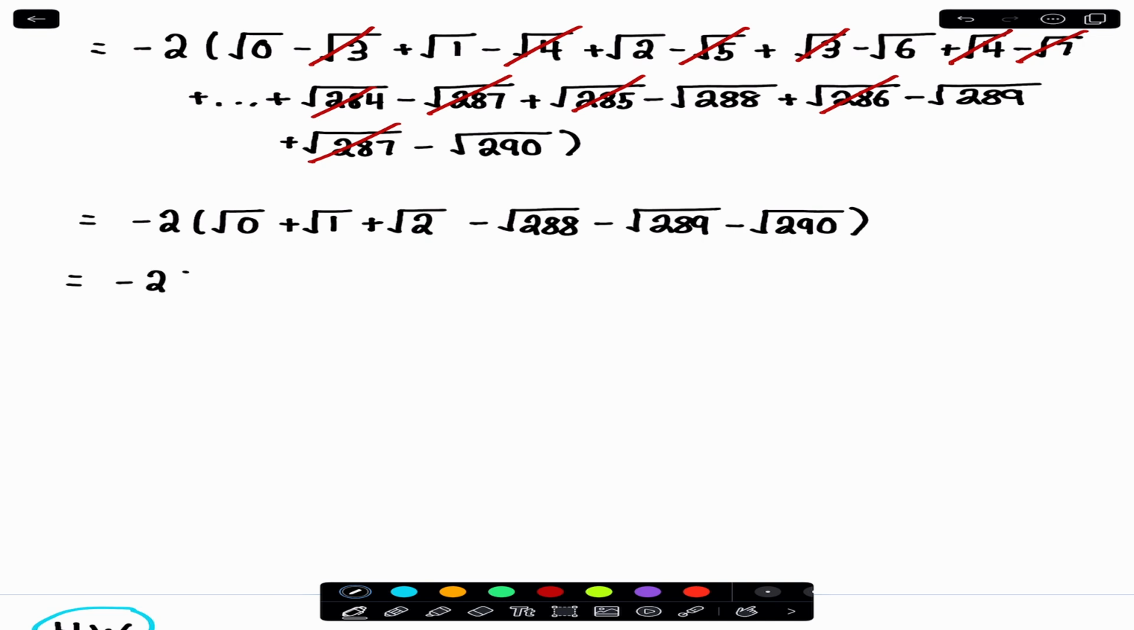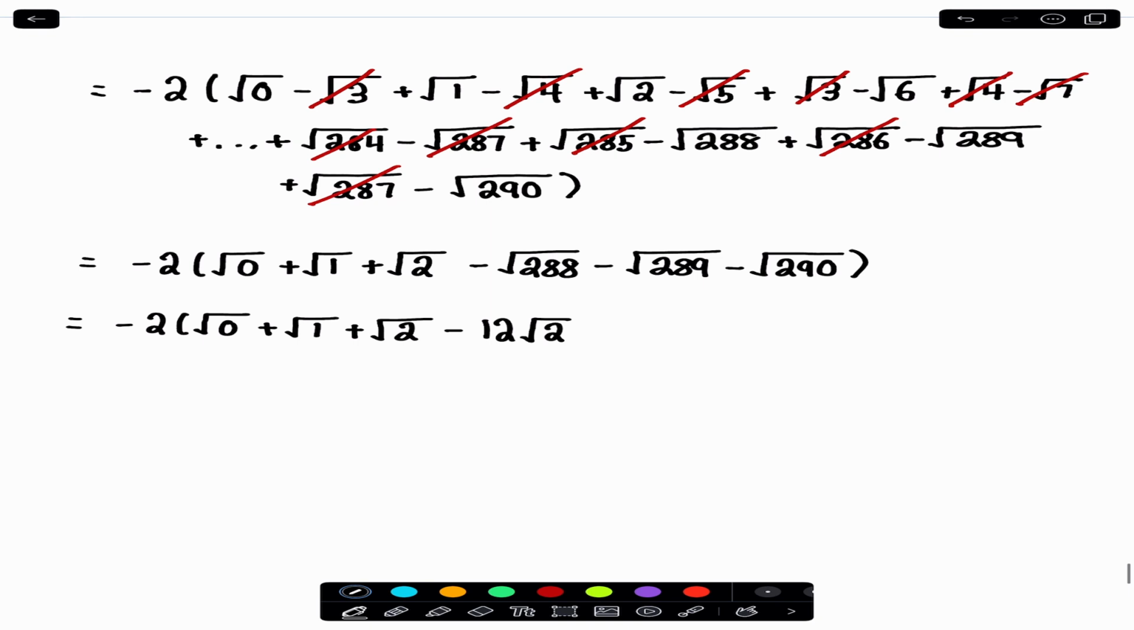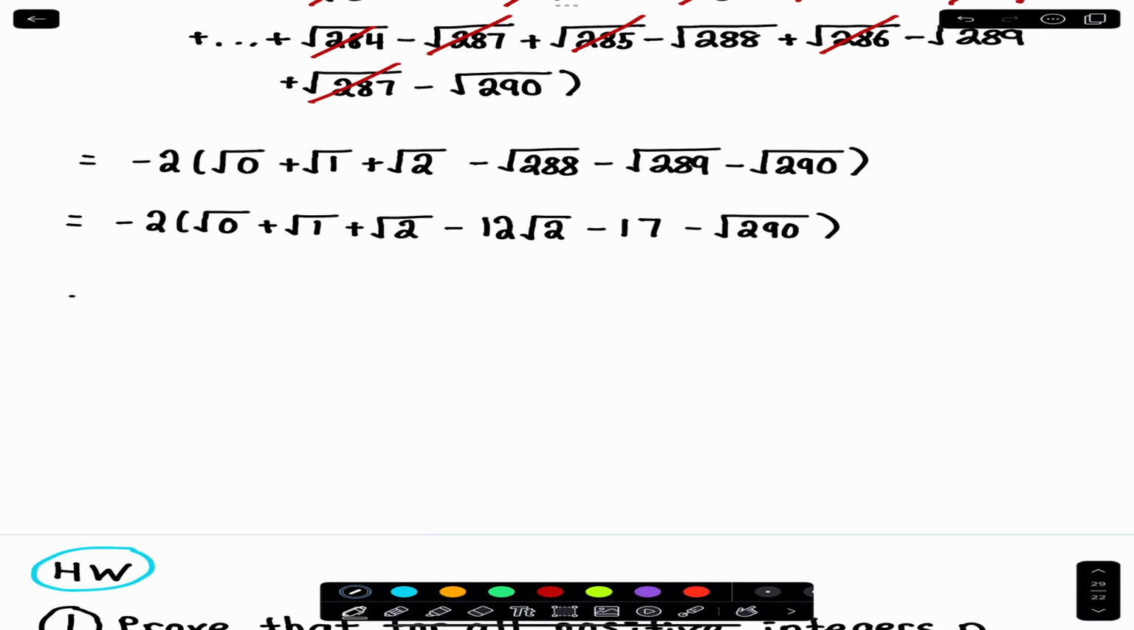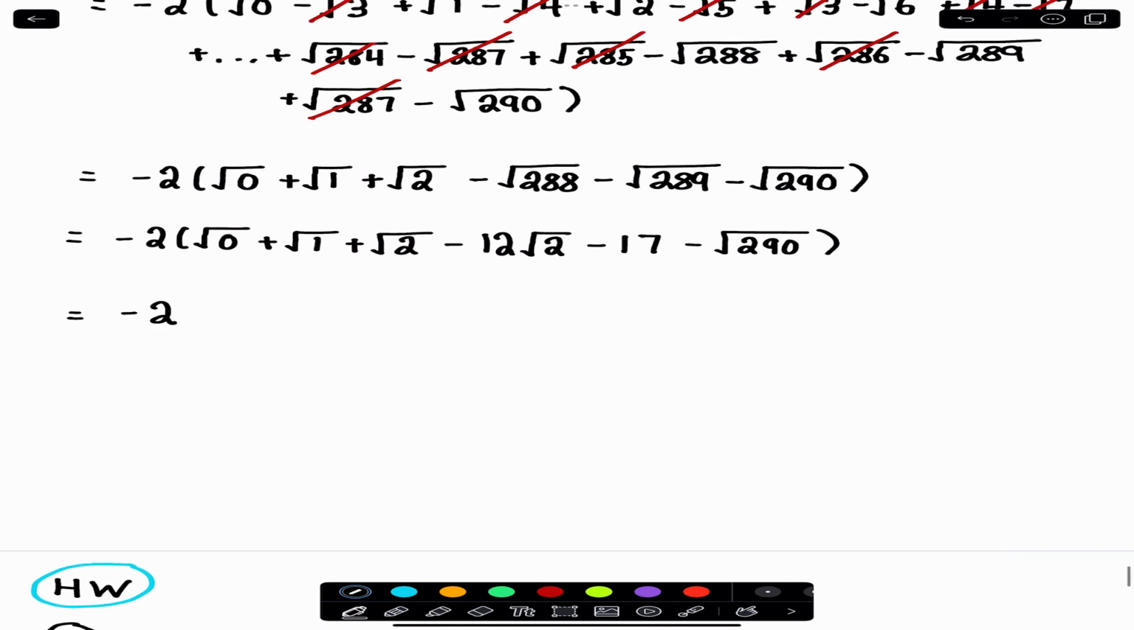So let's write out everything as simplified as possible. Because, let's see, this is 144 times 2, so we can pull out a 12 and leave a root 2. I believe this is 17, and this does not simplify to anything. Do some cleanup. I don't think I'm going to have to count this 0 anymore, because it's just 0.